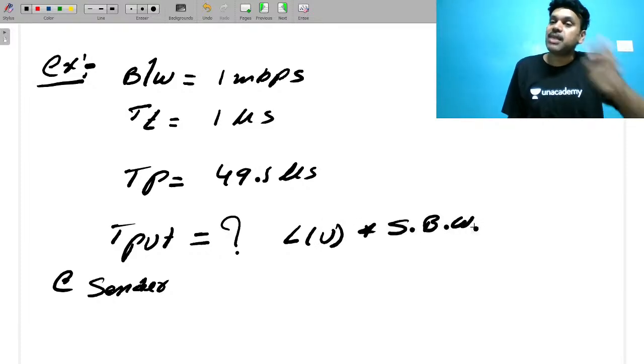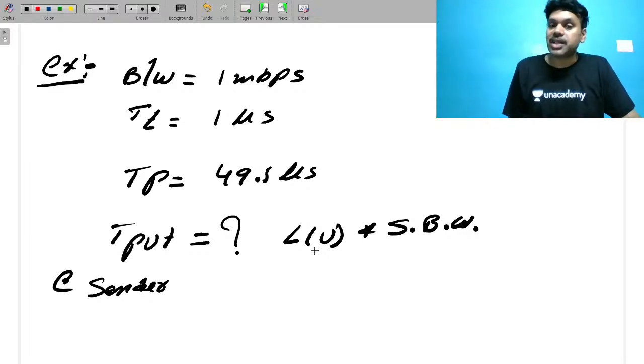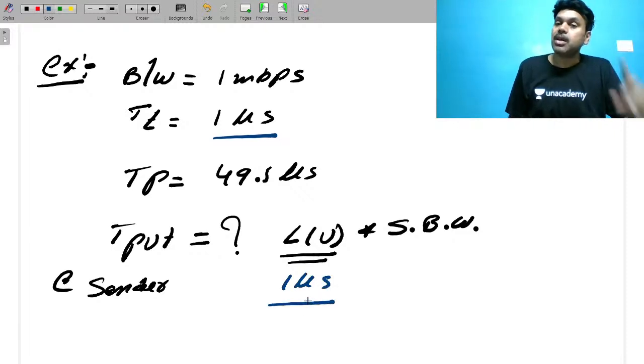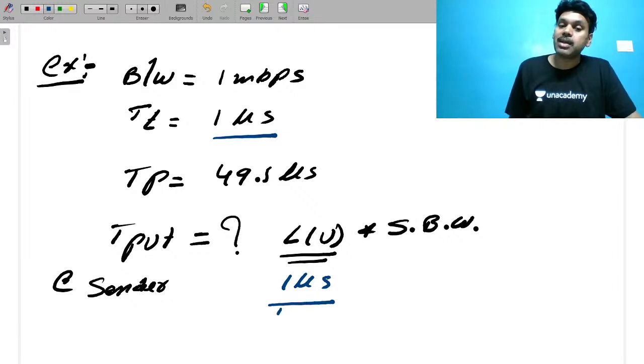So the answer is throughput is nothing but link efficiency into sender bandwidth. If your link efficiency is 100%, your throughput is also 100% only. Let us check what your efficiency is. Is it 100% or not? Link efficiency is nothing but useful divided by total. What is useful? 1 microsecond. What is your total? 1 microsecond plus 2 into 49.5 microseconds, which is nothing but 100. So therefore your answer is 1 by 100 into your sender bandwidth, 1 Mbps.